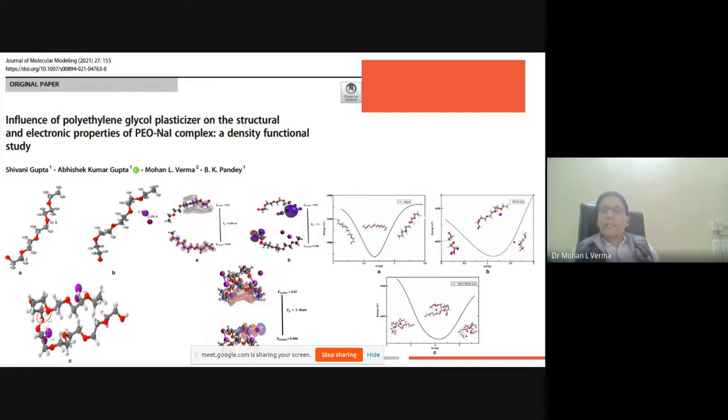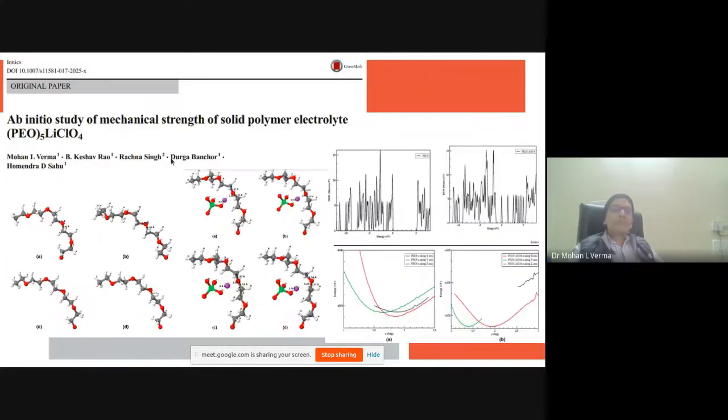So this is that plot. Another polymeric material: the effect of this salt in this polymeric chain on its electronic properties as well as its mechanical stability.